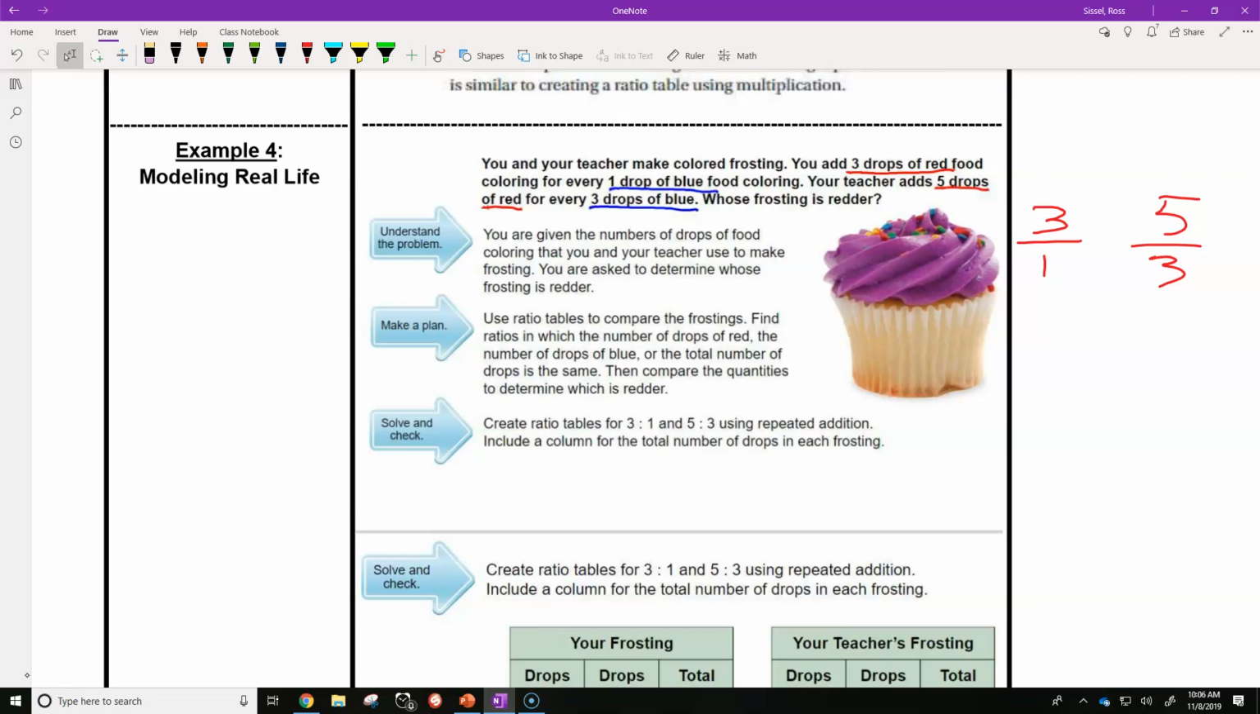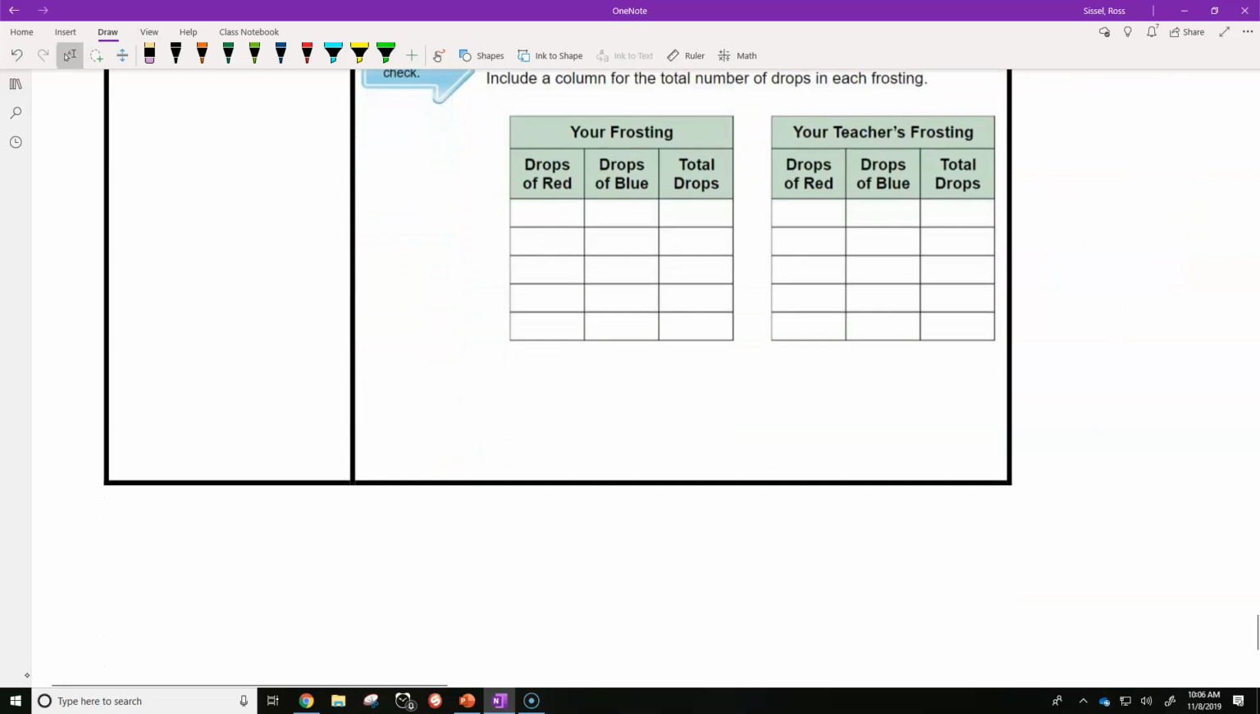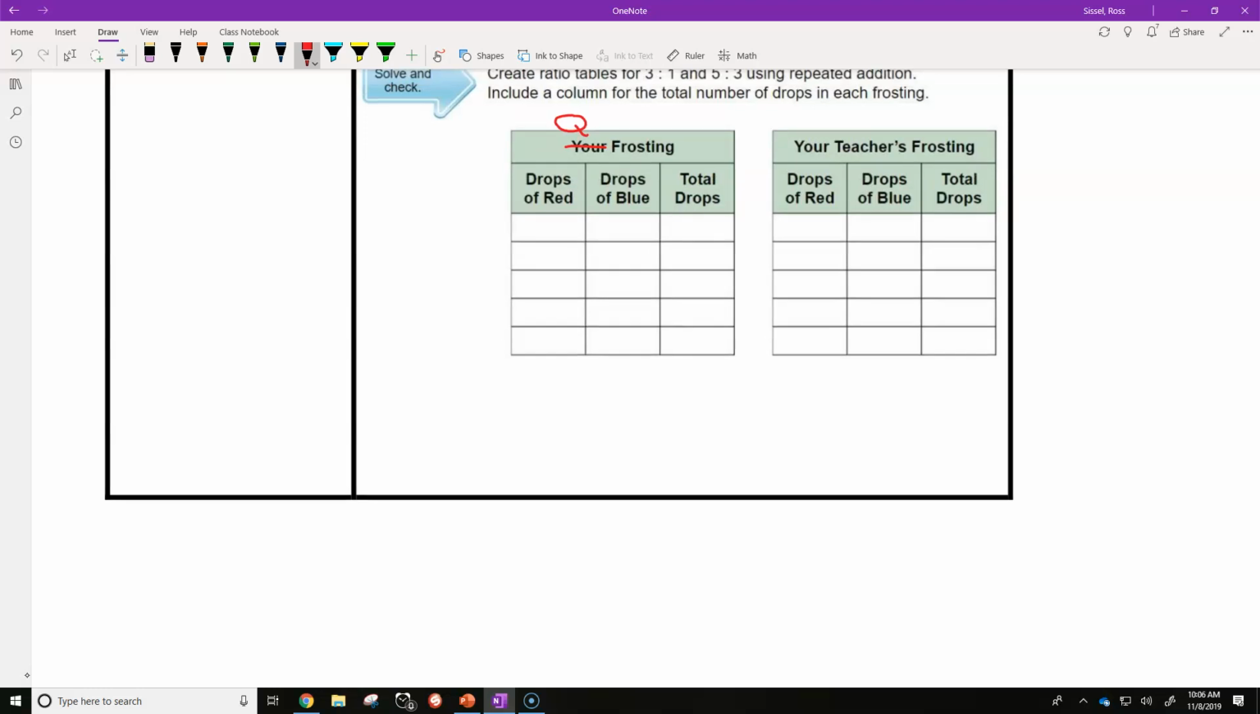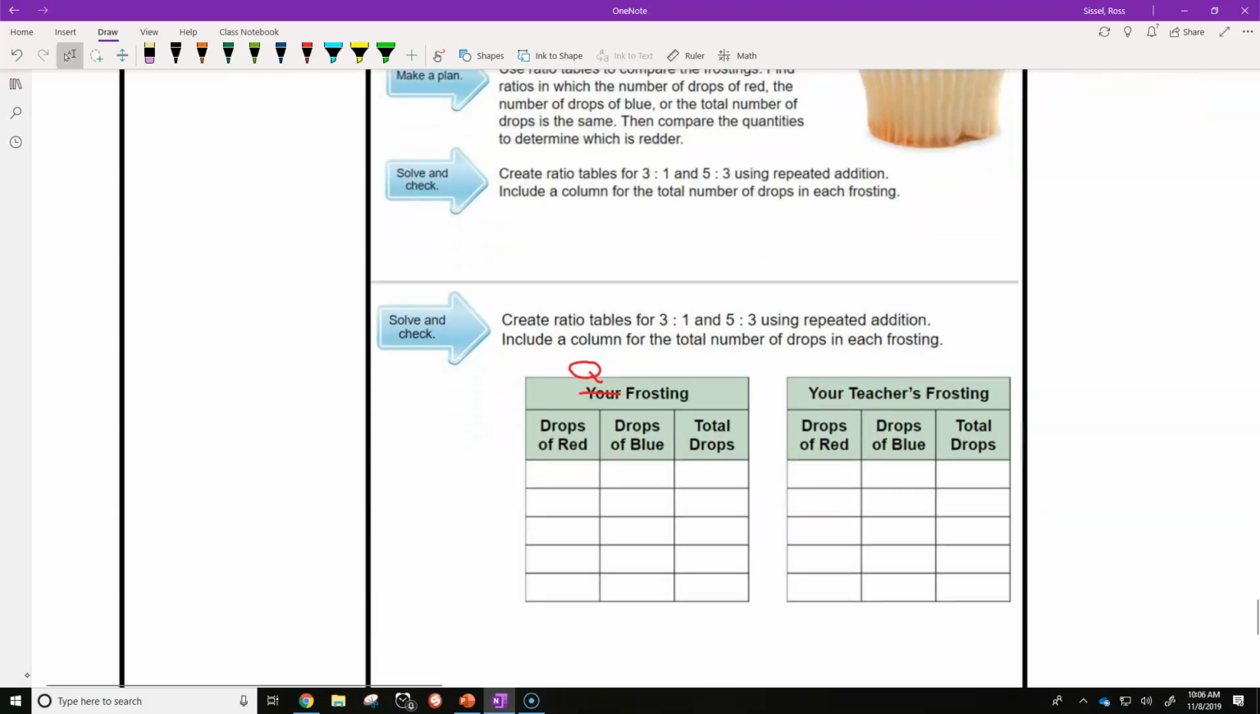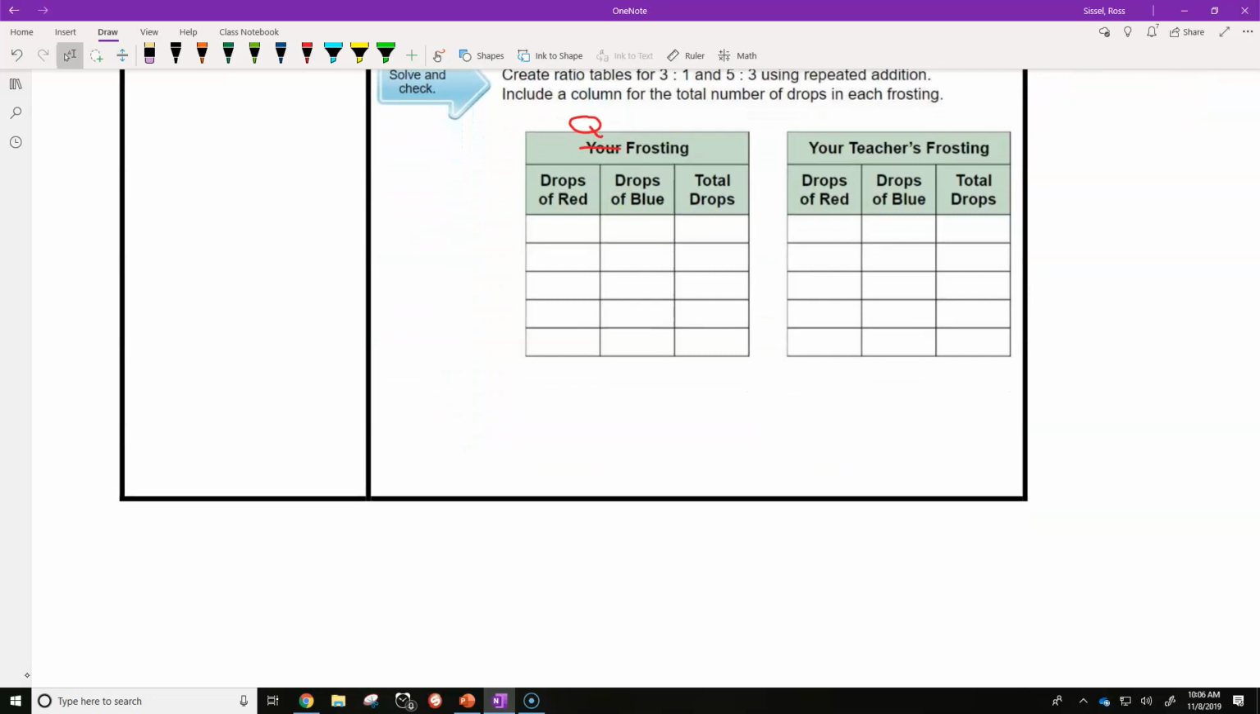Okay, here's what we're going to do. Ratio table. Here's the easiest way to make it. This is not your frosting, this is Quentin's. How many drops of red did he put in first? Look at your paper. So he put 3 of red in. How many blue? 1. How many total? 4. Alright. So, let's make a table on this.